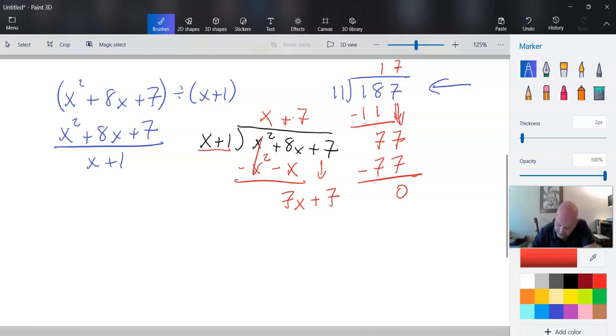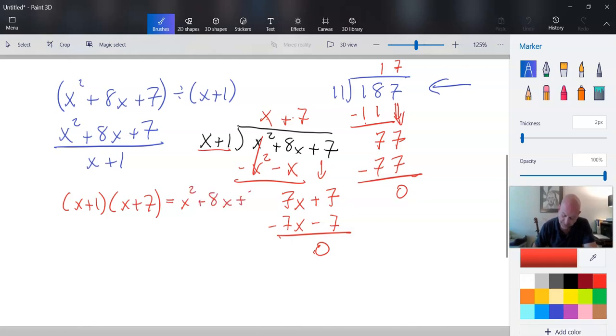So 7 times x is 7x, but I'm subtracting it. 7 times 1 is 7, but I'm subtracting it, and I end up with a remainder of 0. And if you have a remainder of 0, what that means is that you've just factored this polynomial. You've just found out that x plus 1 times x plus 7 is equal to x squared plus 8x plus 7. You just found that out by doing this division, the same way you just found out that 11 times 17 is 187.